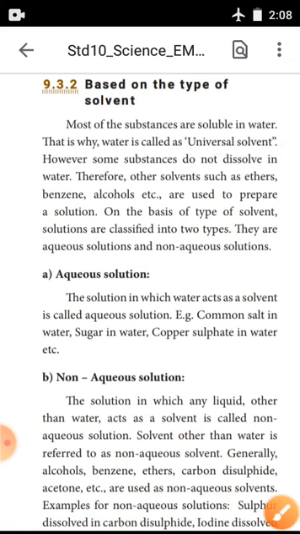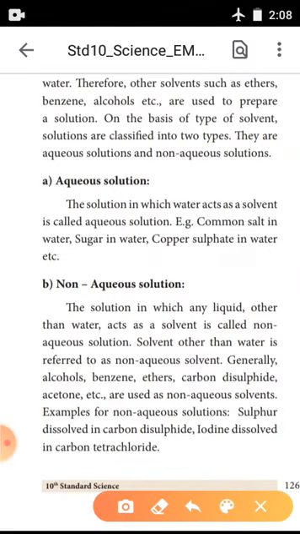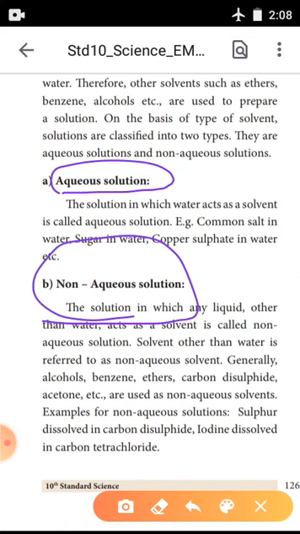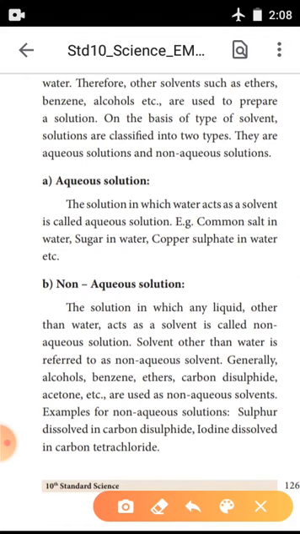So based on this, the type of solution is classified into two types. One is aqueous solution, another one is non-aqueous solution. See the first one, aqueous solution. This means a solution in which water acts as solvent. That is aqueous solution.